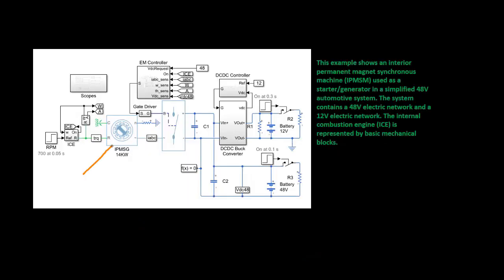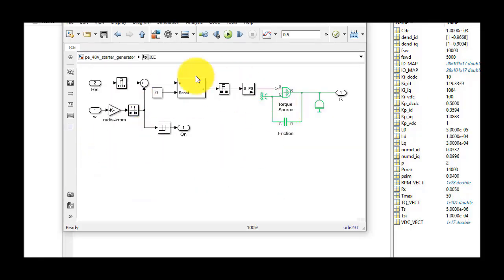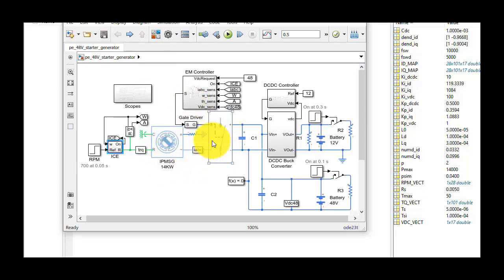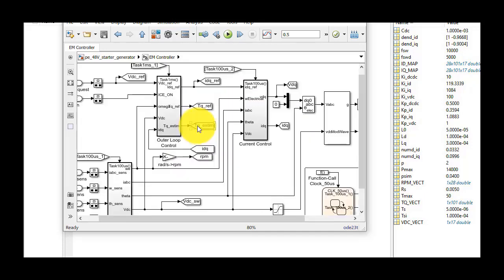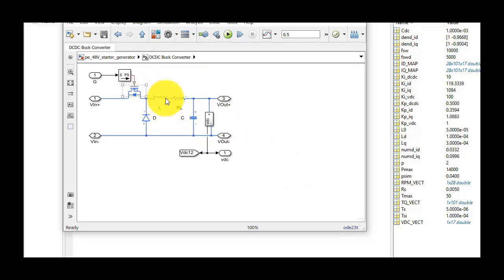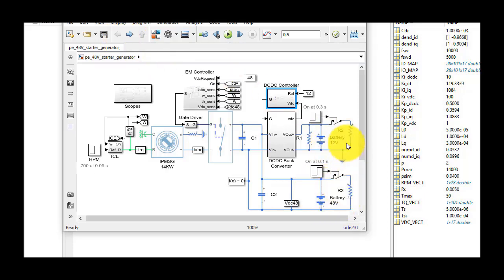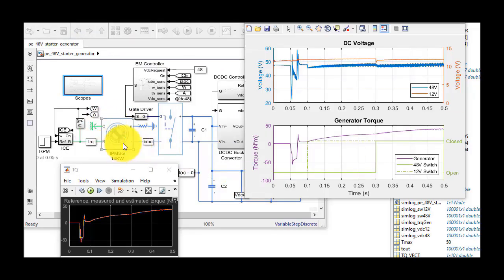This example shows an interior permanent magnet synchronous machine, IPMSM, used as a starter generator in a simplified 48-volt automotive system. The system contains a 48-volt electric network and a 12-volt electric network. The internal combustion engine, ICE, is represented by basic mechanical blocks. The IPMSM operates as a motor until the ICE reaches the idle speed, and then it operates as a generator.